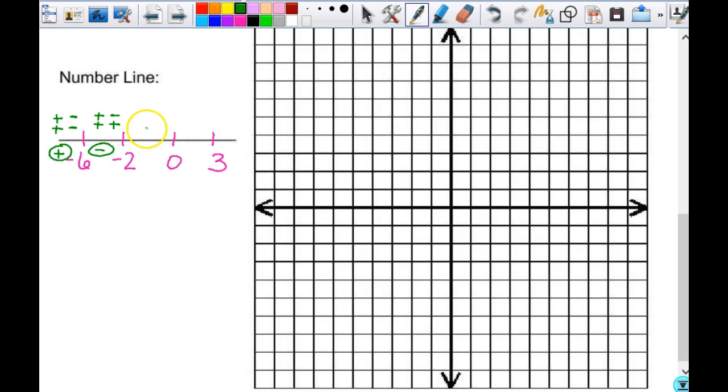Between -2 and 0, we'll pick -1. So that's going to give me positive. And then what in the numerator? Positive. And then positive, positive. So then between 0 and 3, I'll use 1. It's going to be positive, positive, positive, positive. Then I can pick 4, and I would get positive, positive, positive, positive. Right? And then this tells me what's happening with my graph, where my graph is negative, where my graph is positive.